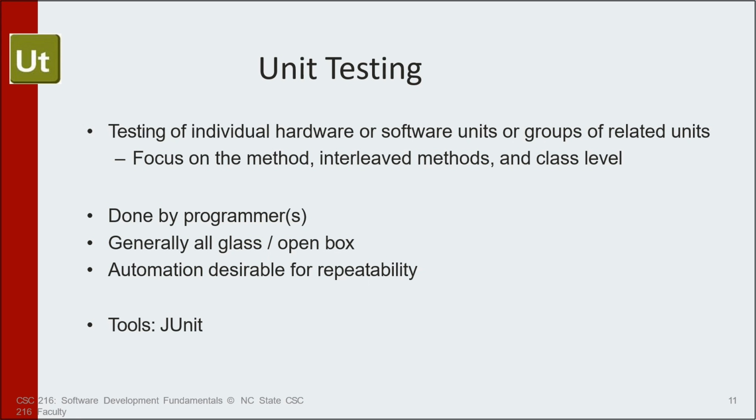Now, the point of this example is to talk about unit testing, where we looked at a small chunk of code. Unit testing is the testing of individual hardware or software units or groups of related units. We focus only on the method, interleaved methods, how methods work together, and class level. This is generally done by the programmers, and it's what's called open box.